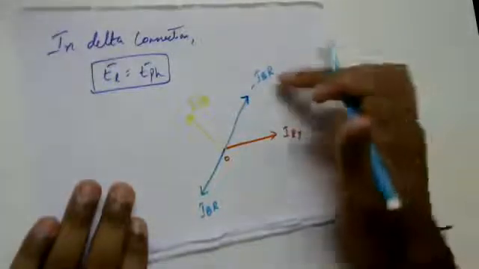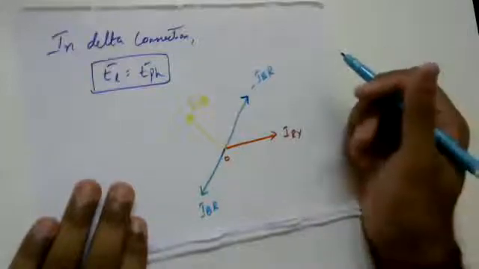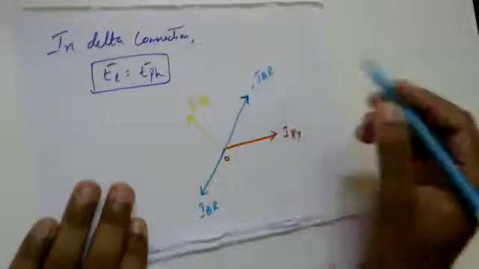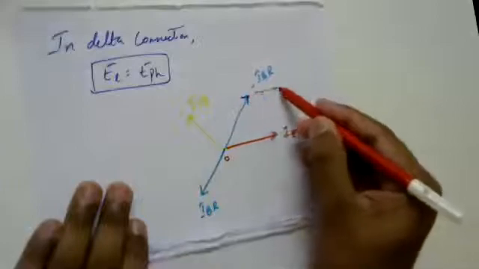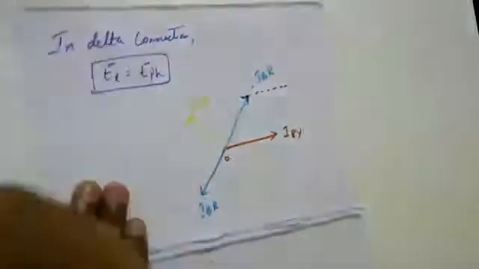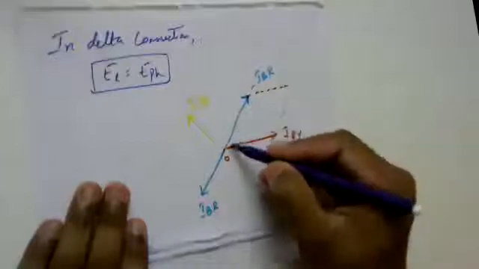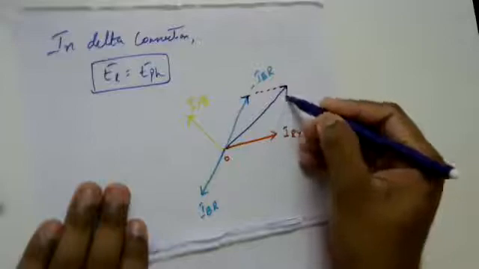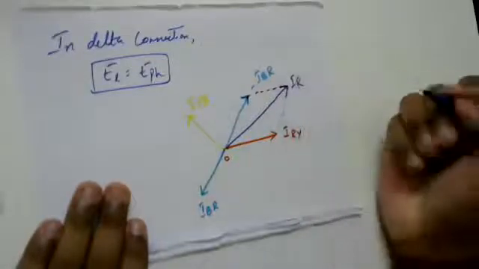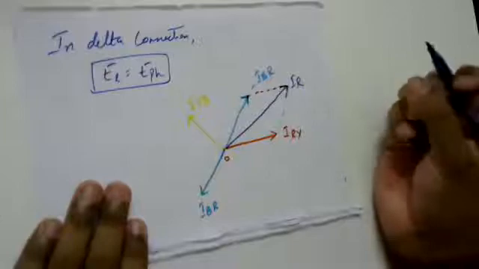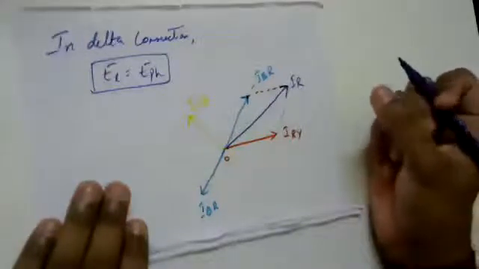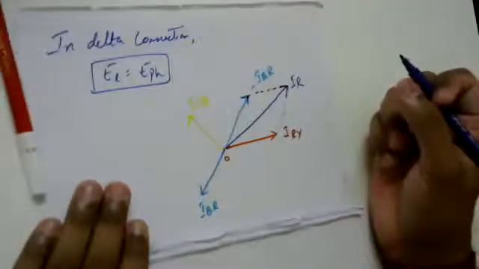Once you get this vector minus IBR, the next step is to apply the law of parallelogram and get the resultant vector. Let me show the resultant vector in another color. So this is my resultant vector IR. It's the same process that we followed in the previous case.